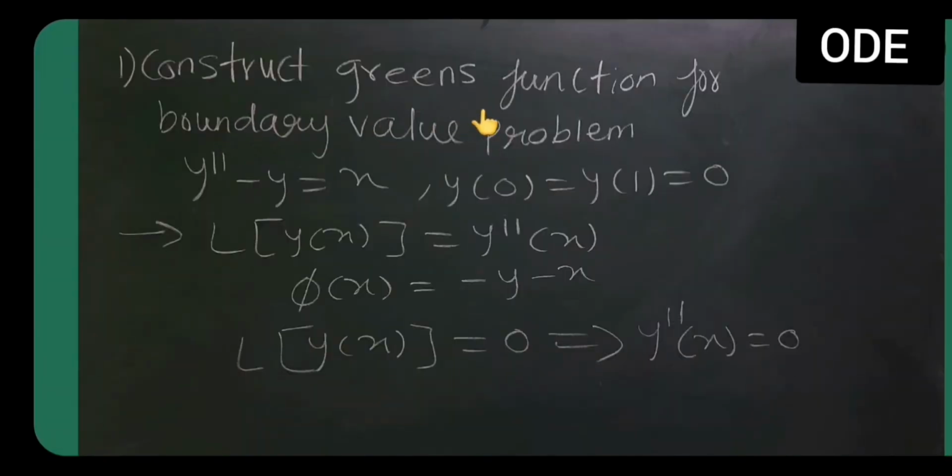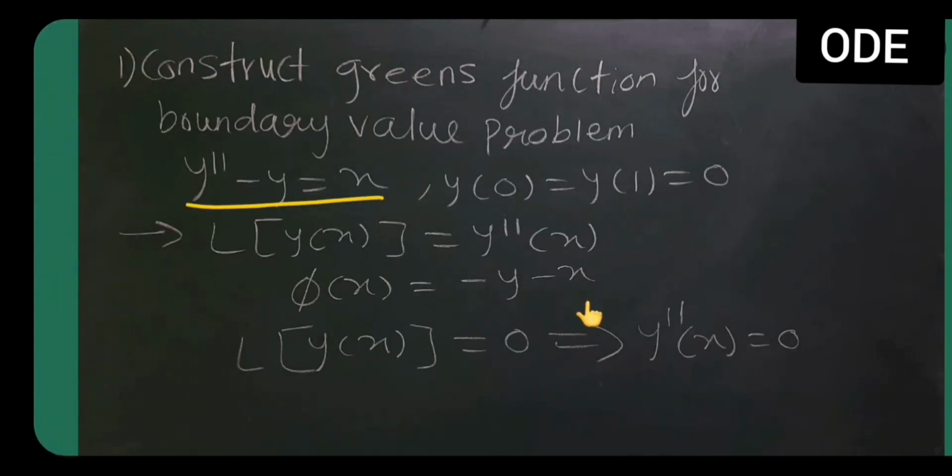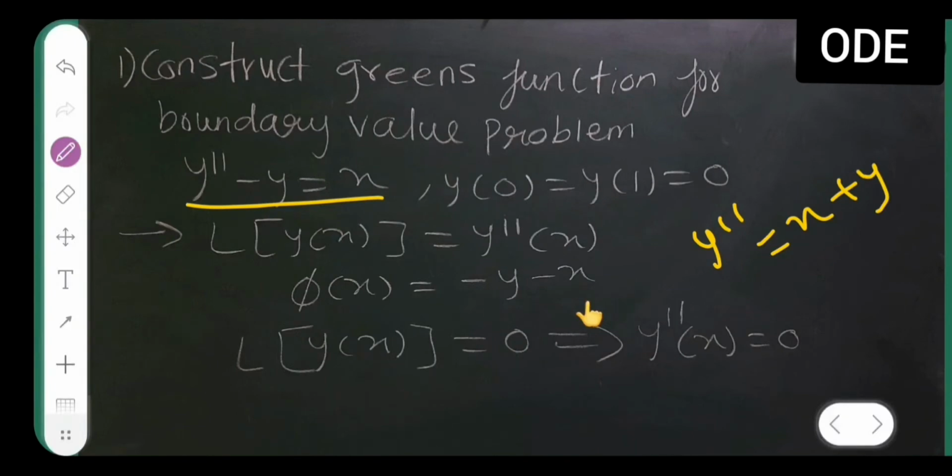Now construct Green's function for the boundary value problem y double dash minus y is equal to x, where y of 0 is equal to y of 1, which is equal to 0. Solution starts like this. L of y of x is equal to y double dash of x, where phi of x is equal to minus y minus x. Now how I got this? I'll explain. Just look at this problem. That is y double dash is equal to x plus y, and this is nothing but L of y of x, right?